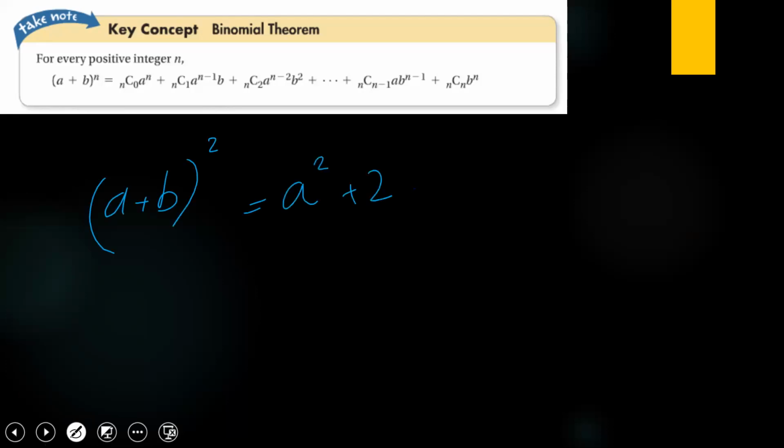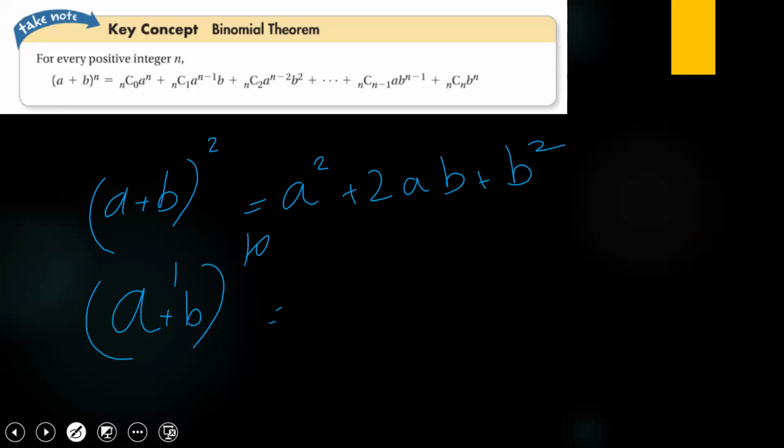So the use of the binomial theorem is this: we know that if you have to find (a + b) squared, you say a squared plus 2ab plus b squared. So if we have (a + b) to the power 10, what do you have to do? The binomial theorem helps me. Instead of multiplying (a + b) times (a + b) ten times, it gives me a formula to write (a + b) to the power 10 without multiplying.